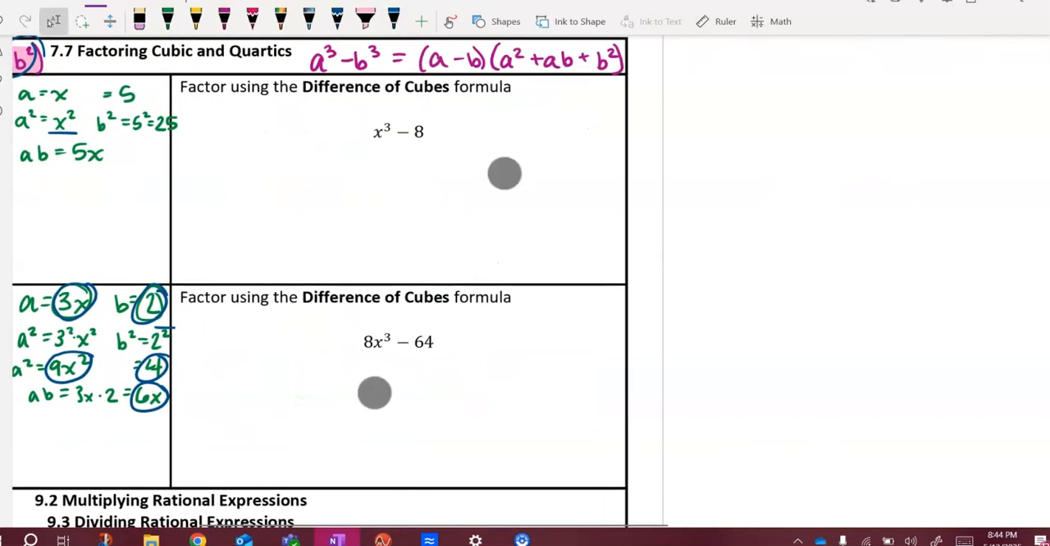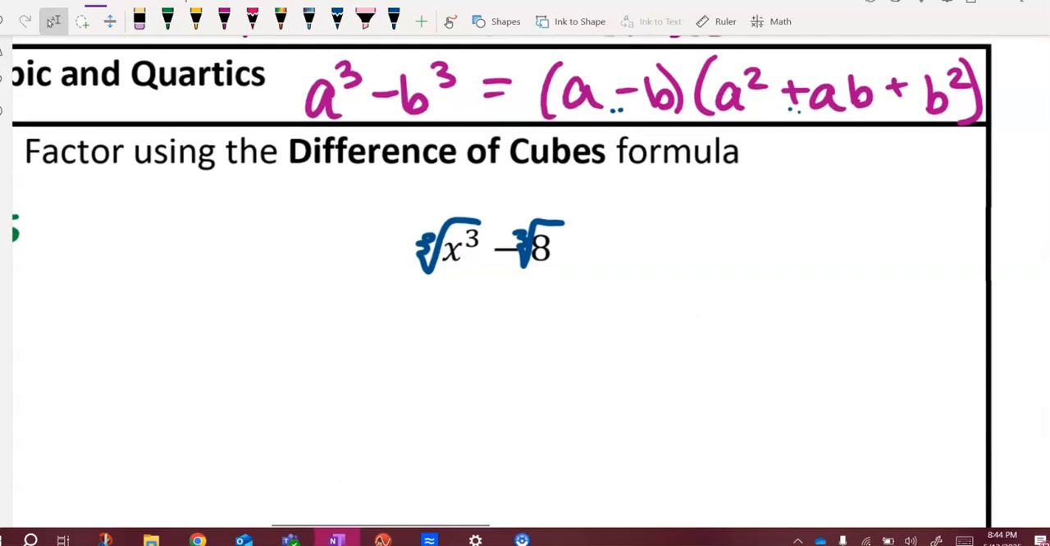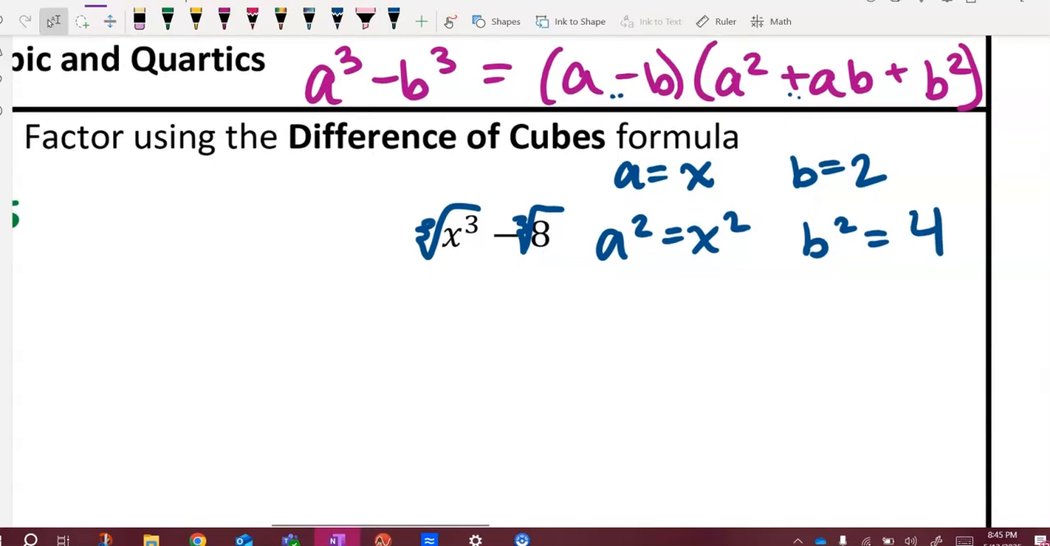Now let's use difference of cubes. Same thing, but this formula only has the negative in front here rather than over here. All right, so difference of cubes. You see the cube, we know we probably have to cube root it. What's the cube root of x cubed? It's x, so our a value is x. Cube root of 8 is 2. Now a squared is just x squared. B squared is 2 squared, so 4. Next we have a times b, which is x times 2, so 2x.